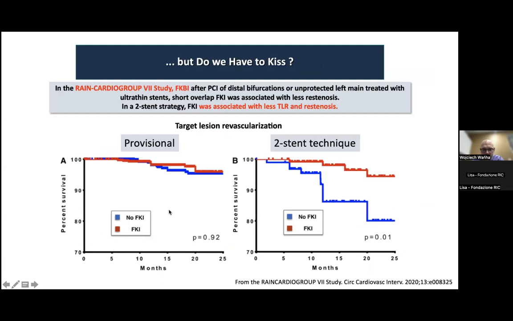This is also important during the PCI. It is also important to perform the kissing balloons after the PCI of the bifurcation lesion. Here we have the results from the RAIN cardiogroup study, which assessed patients with bifurcation lesions, defined patients with provisional versus two-stent techniques, and assessed patients in terms of the final kissing balloons.